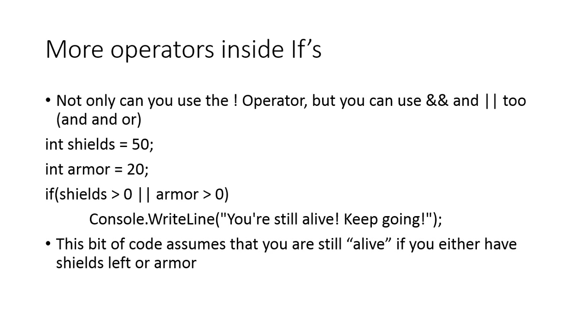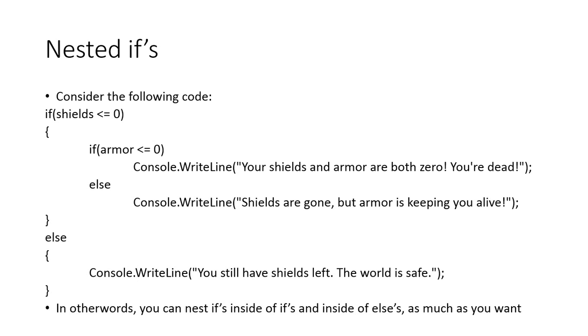There are other types of operators you can use inside of ifs. For example, here's an AND operator, which is two ampersands, and an OR operator, which is two pipe symbols. So you can say if the shields is greater than 0 or the armor is greater than 0, then write out that you're still alive and keep going. And this bit of code assumes that you're still alive if you have either armor or shields left.